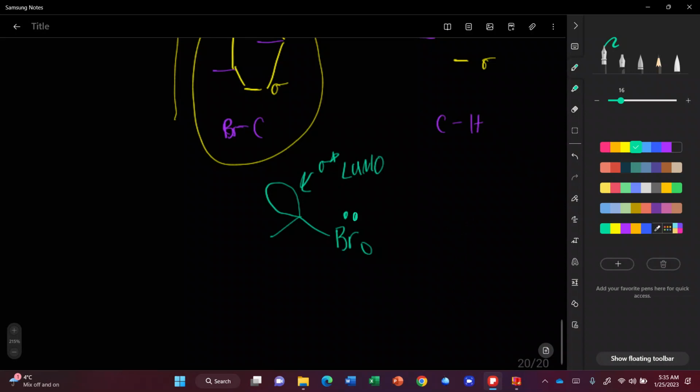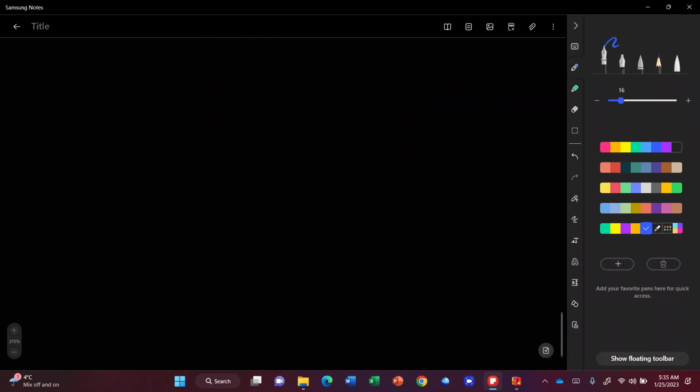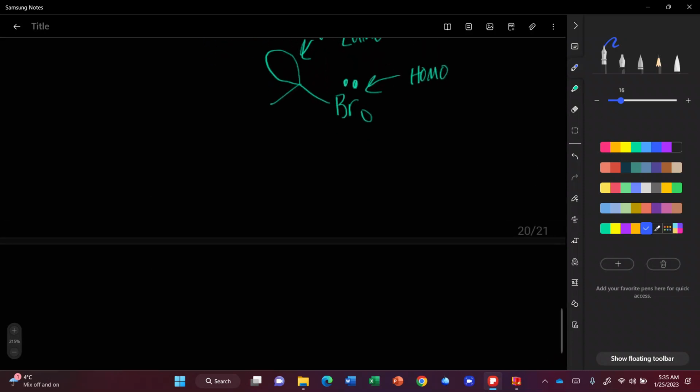And the lone pairs on the bromine, which are in an sp3 orbital, that's going to be what the HOMO is. Okay? Now, I think I've said this a lot, but at least for now I fully mean it. This is the final thing that I'm going to say about molecular orbitals. Whenever we talk about HOMO, that's when we are talking about the nucleophile.